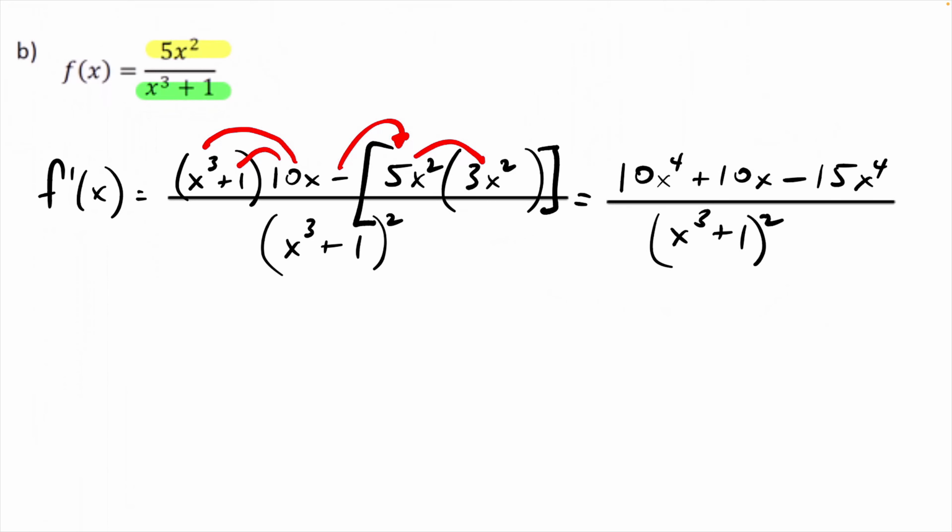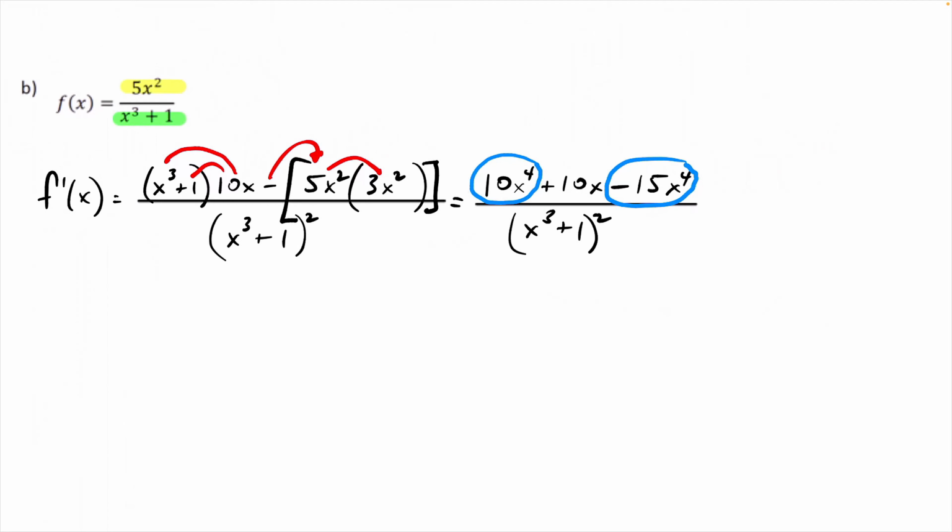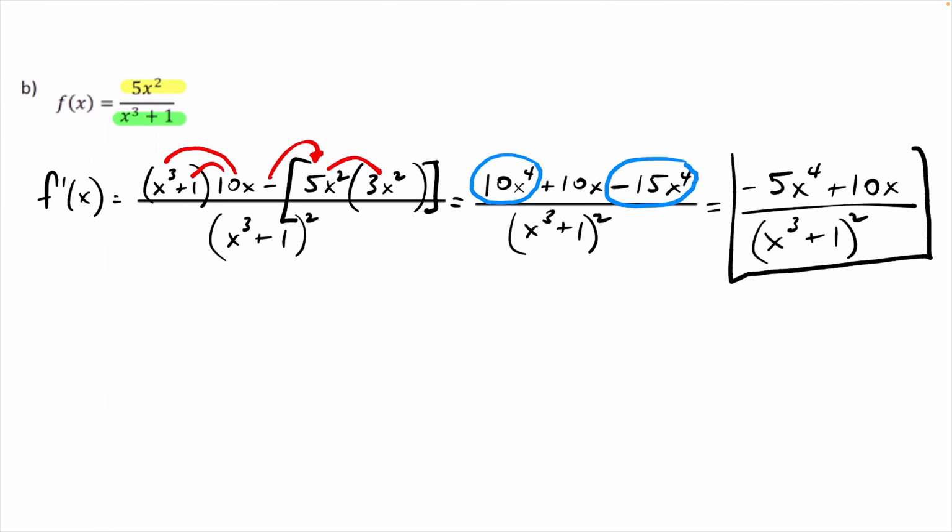Combine anything you can. If you can, combine it. If you can't, don't combine it. Combine those two, we get negative 5x to the fourth plus 10x over x cubed plus 1 squared. I think that's as far as you can go.